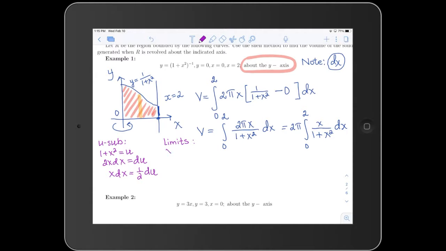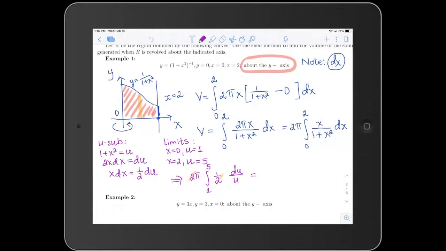If x is equal to 0, then u is equal to 1. And if x is equal to 2, that means u is equal to 1 plus 2 squared, that's 5, right? Okay, so now I can rewrite my integral as what? It's 2 pi times the integral with new limits now. We go from 1 to 5. And what do we have here? We get 1/2 du over u, which is easy to integrate, right? The 2 and 1/2 cancel out.